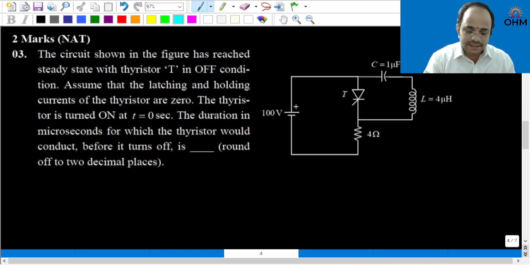Assume that the latching and holding currents of the thyristor are 0, ideal conditions. Next, the thyristor is turned on at t equal to 0. Now, what is the duration in microseconds for which the thyristor would conduct? So, you have to find the conduction time of the thyristor.